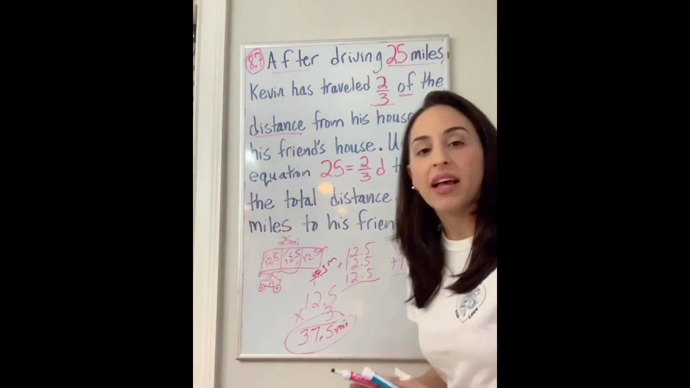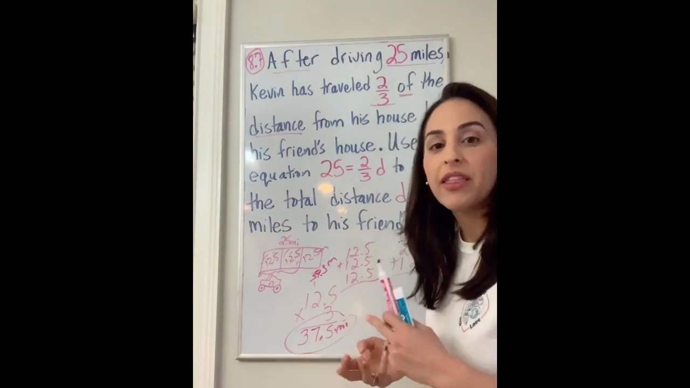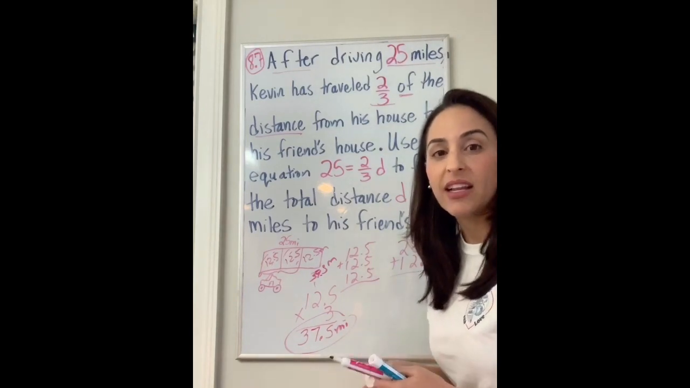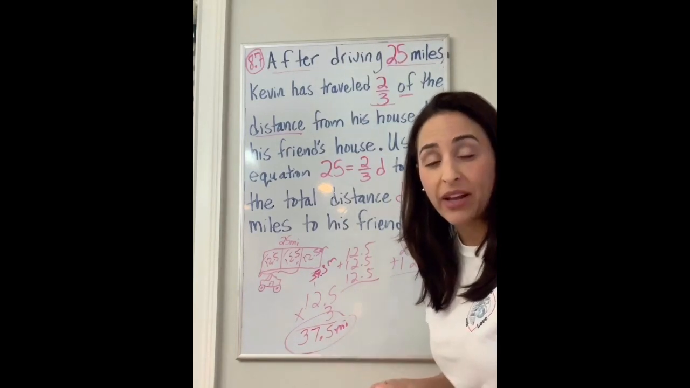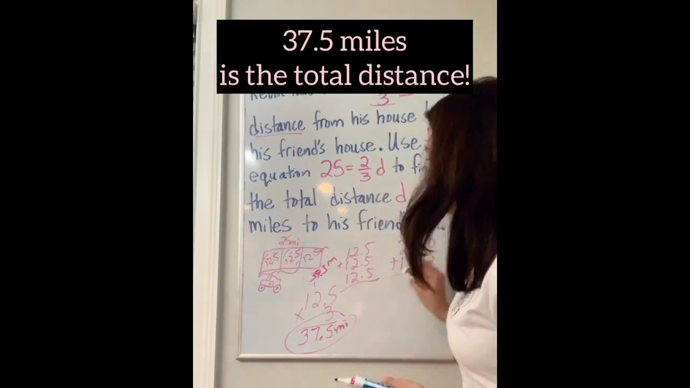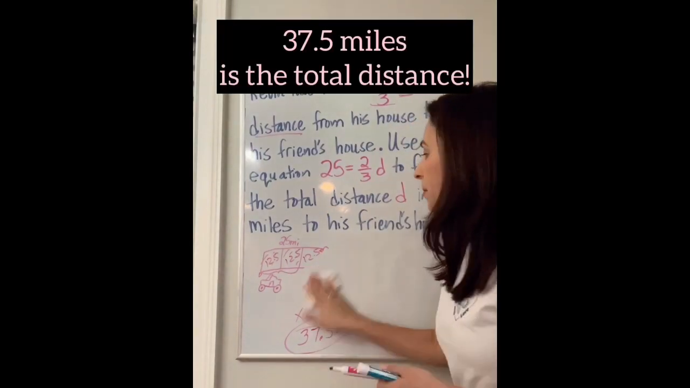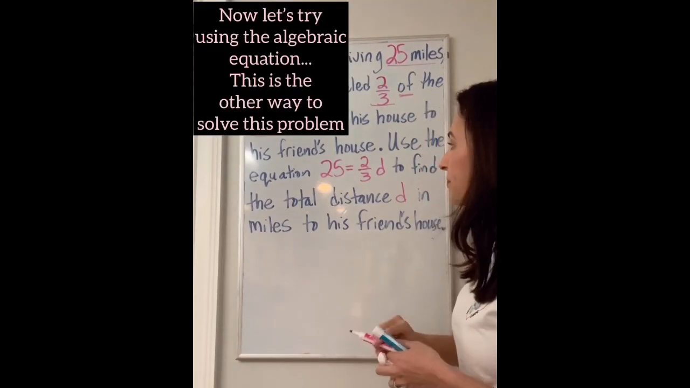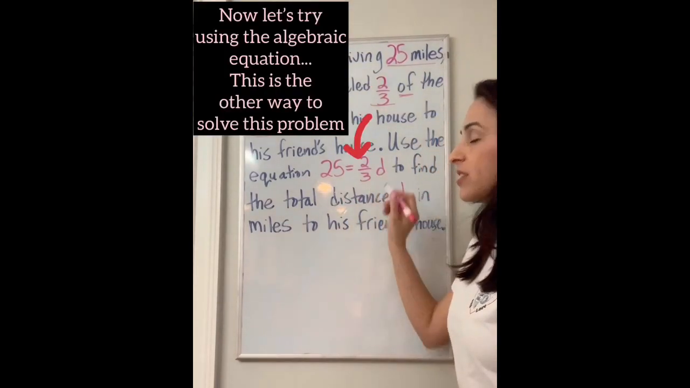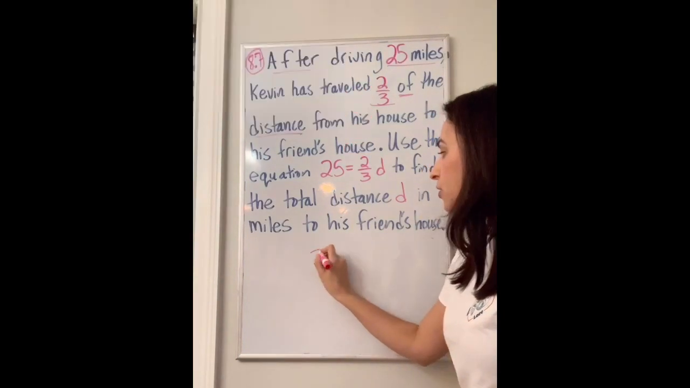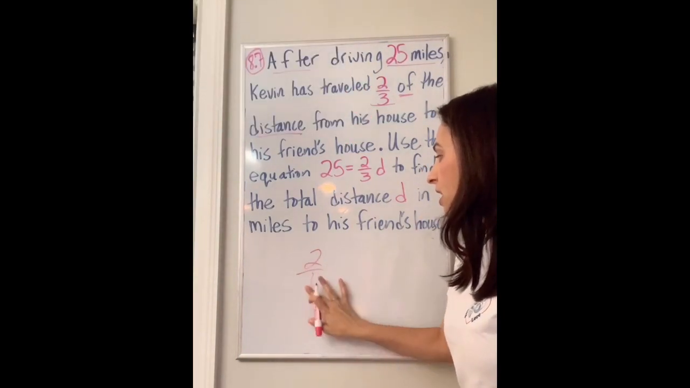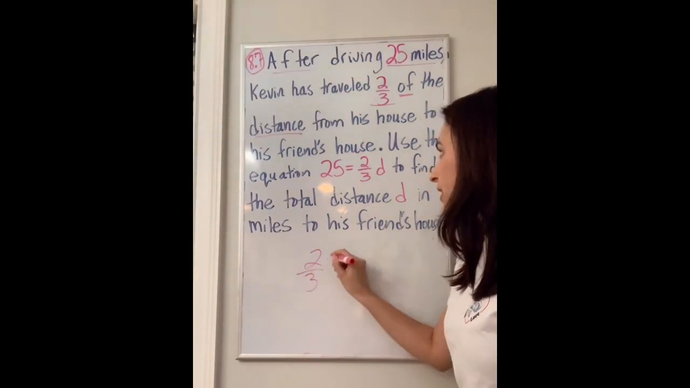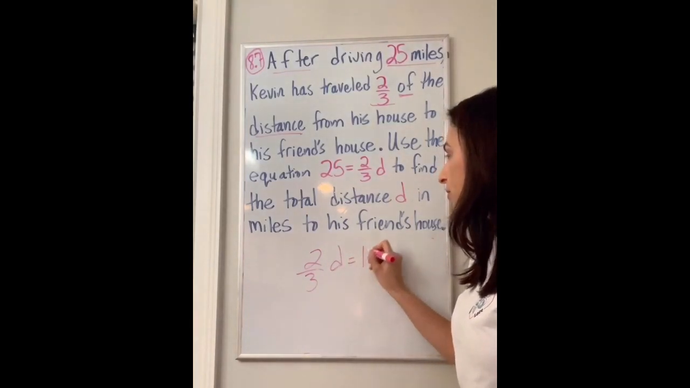Now, that's great. We visualized, we thought of solving this in different ways. Now let's use the equation that the book has provided in the word problem to help us solve. Here we go. 25 equals 2/3 D. Well, I like to write the 2/3 D on the left-hand side, and it's okay that I can move it because if they're equal, I can move them around.